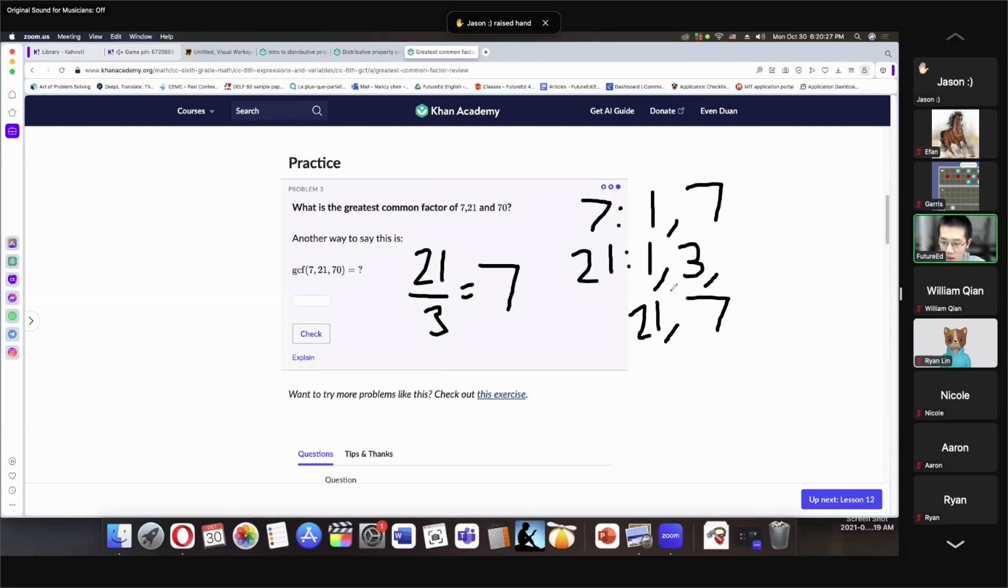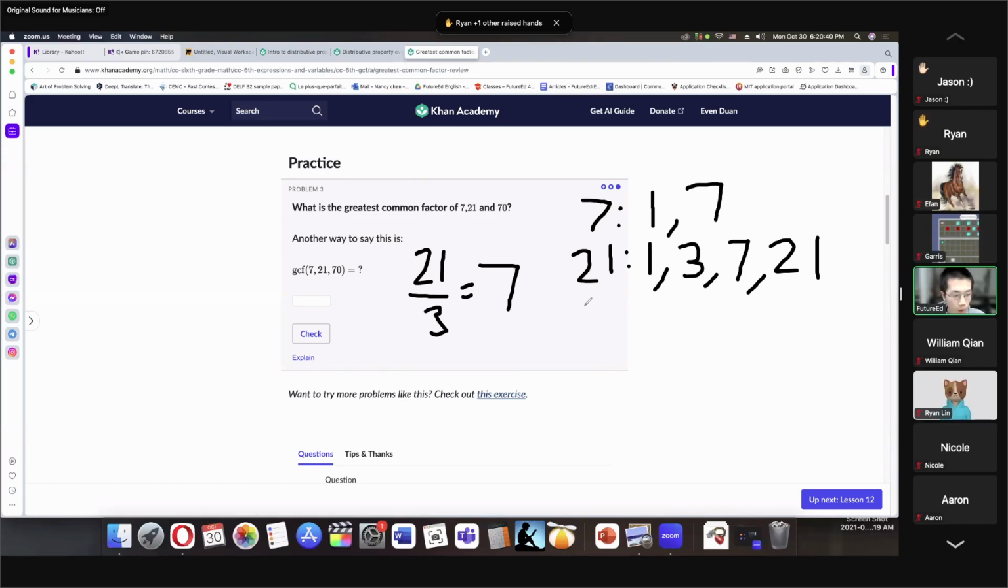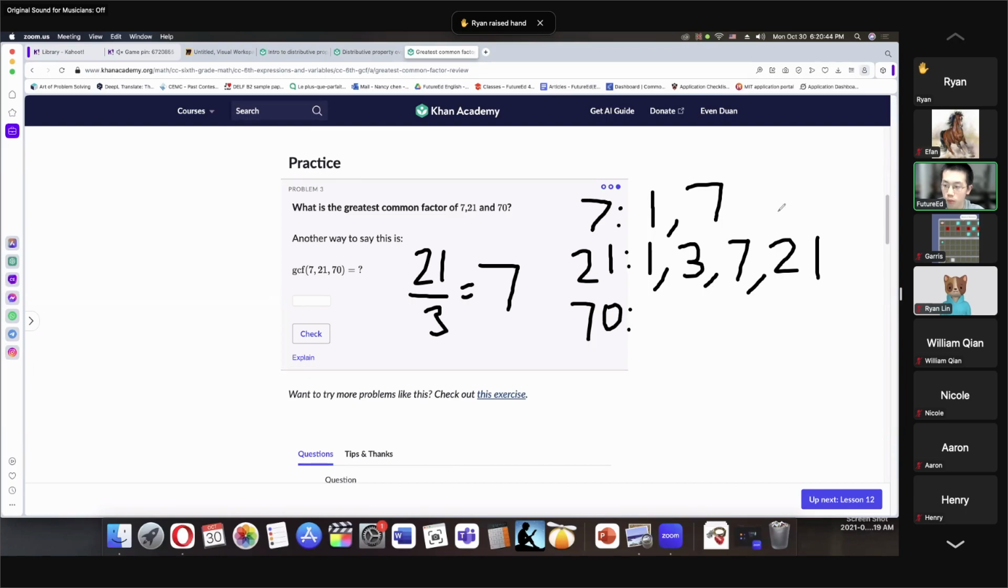So in this case, the factors of 21, hey, you forgot 21. Exactly, I did forget 21. Thank you. So the factors are 1, 3, 7, and 21 itself. Awesome. What about 70? Okay, Ryan, I'll let you take this one.